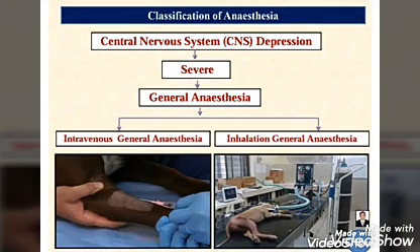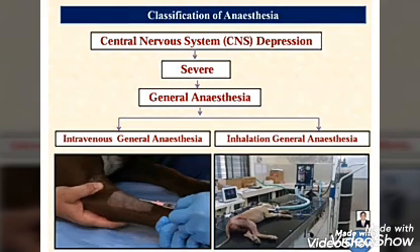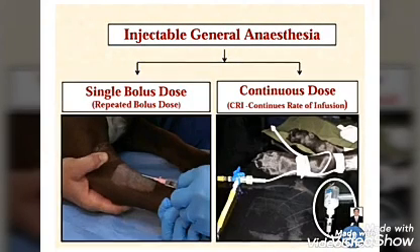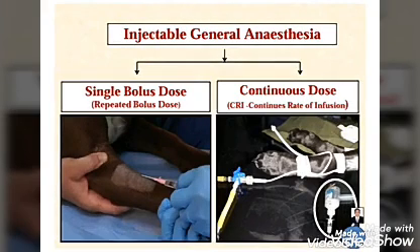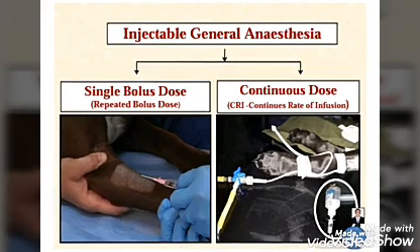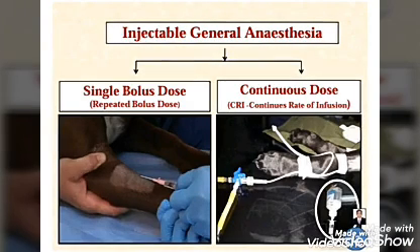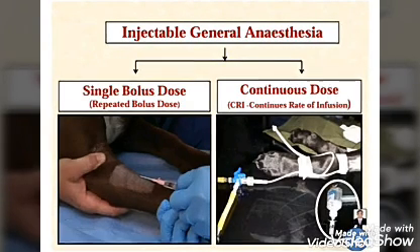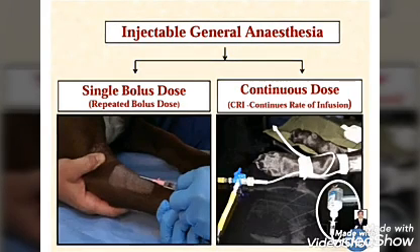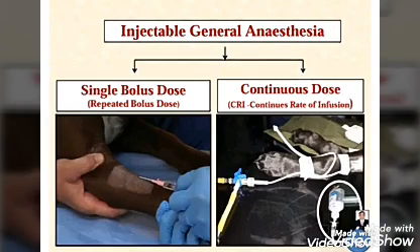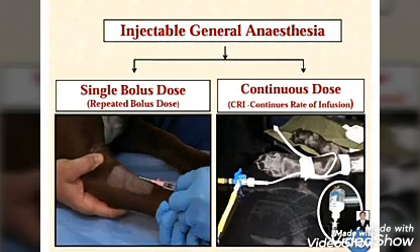Next one is a severe depression of the central nervous system activity of the brain with unconsciousness, analgesia and muscle relaxation. The injectable anesthesia is further divided into 2 types. One is a single bolus dose, as a form of the repeated bolus dose, and the second one is a continuous dose, as a form of the CRI, meaning the continuous rate of infusion. So it is a continuous supply of the anesthetic drugs. These are the general classification of injectable general anesthesia: 2 types, single bolus dose and continuous dose.